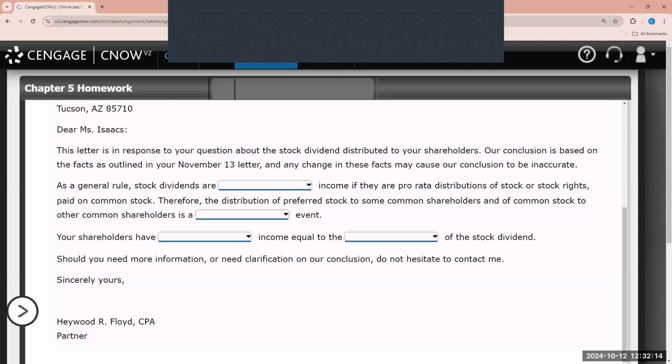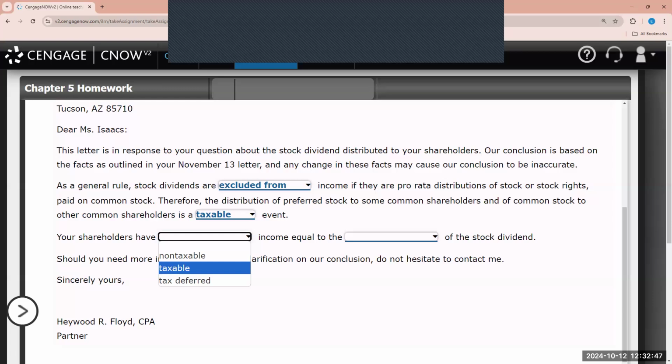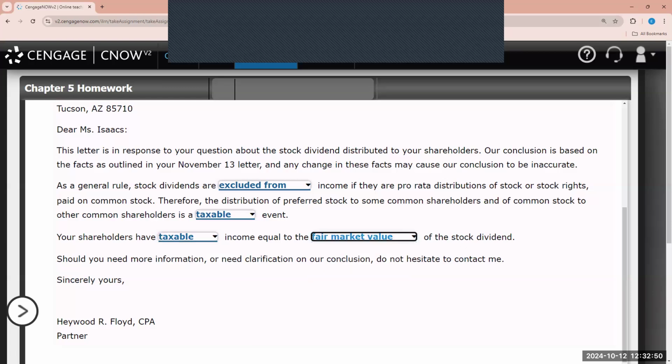305. So as a general rule, stock dividends are excluded from income if they are pro rata distributions of stock or stock rights paid on common stock. Therefore, the distribution of preferred stock to some common shareholders and of common stock to other common shareholders would be considered a taxable event. In such case, your shareholders have taxable income equal to the fair market value of the stock.